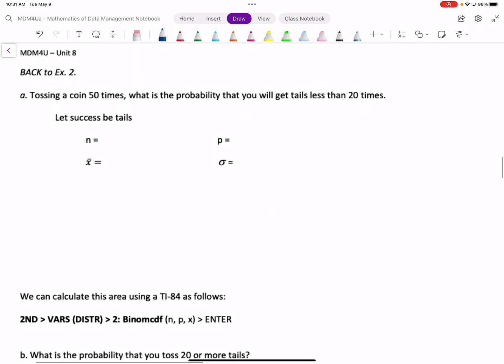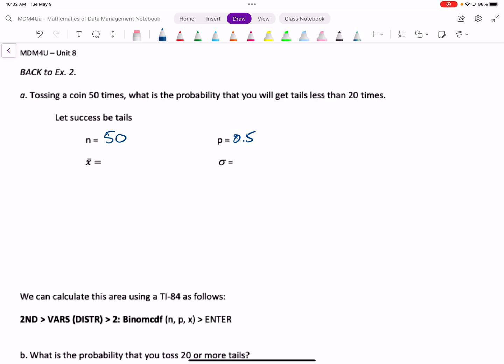Sure. Okay, so we'll go back to that example we had with tossing the coin 50 times. It says, you toss the coin 50 times, what's the probability that you will get tails less than 20 times? So we want to use something in order to figure this out quicker. So n is our total number of trials. We said that's 50. Our p will be 0.5, so the probability of 1 head.